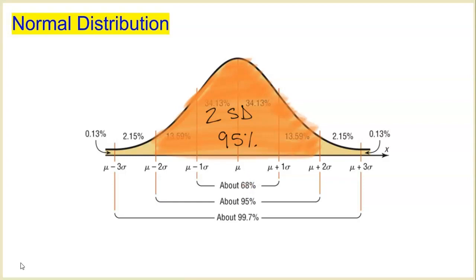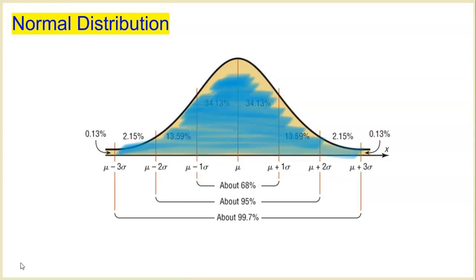And then we can go even further out, and we can look at 3 standard deviations, which is about 99.7% of all the data. Now, we won't be able to determine 100% of the data because, as I said earlier, it doesn't stop here at 3 standard deviations. It actually continues to stretch out. So the area just gets less and less in the tails as it continues on and on forever.